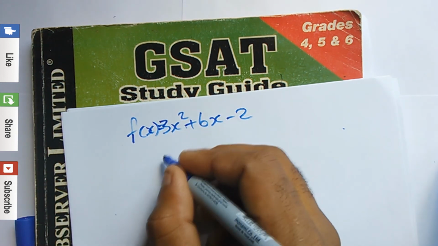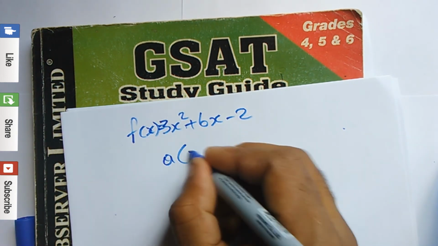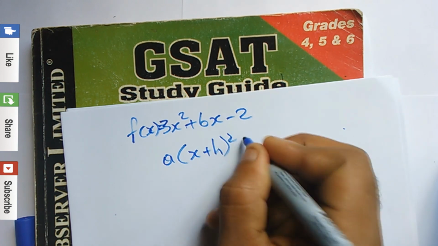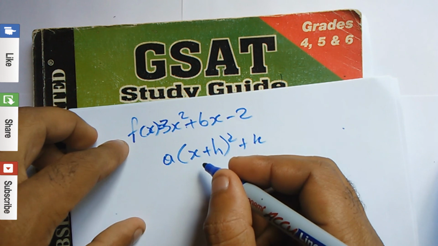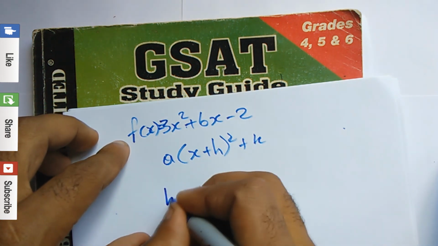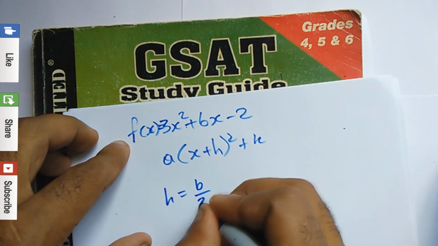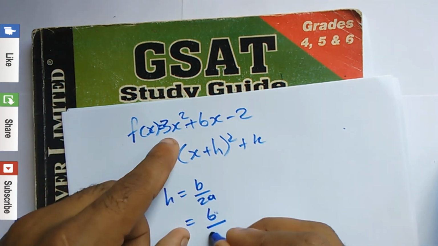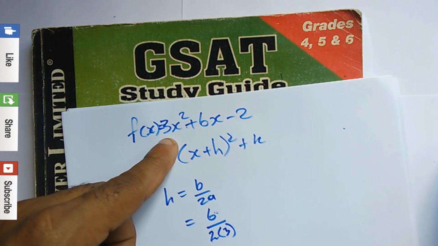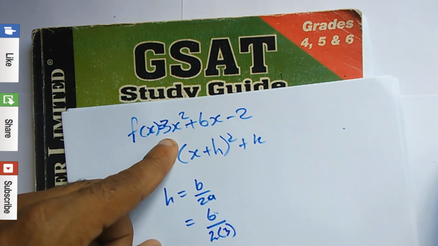So remember, we're supposed to express this in the form of a bracket x plus h bracket squared plus k, where h and k are real numbers. So h is equal to b over 2a. So h is equal to b, which is 6, over 2 times a, which is 3. So h is equal to 1.